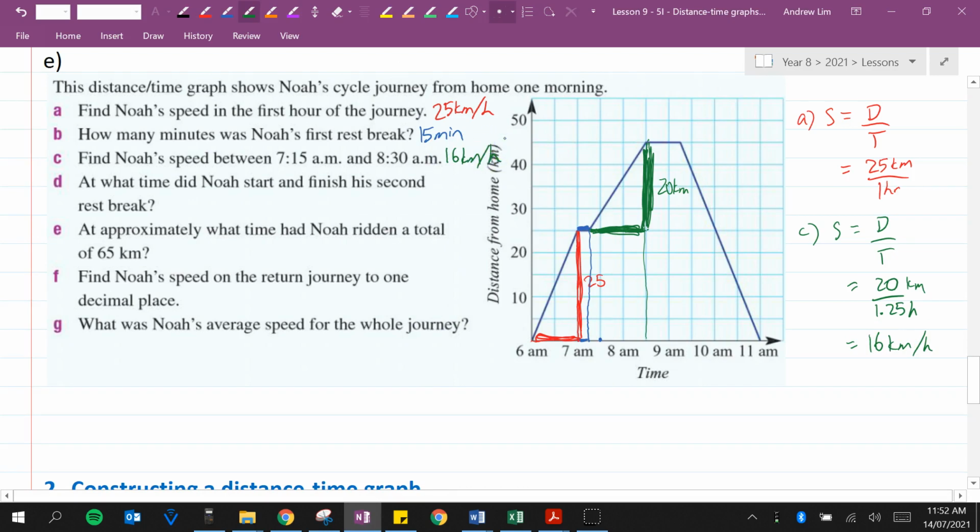At what time did Noah start and finish his second rest break? So here is his second rest break. He started it at 8:30 and he finished it at, I would say, 9:15.